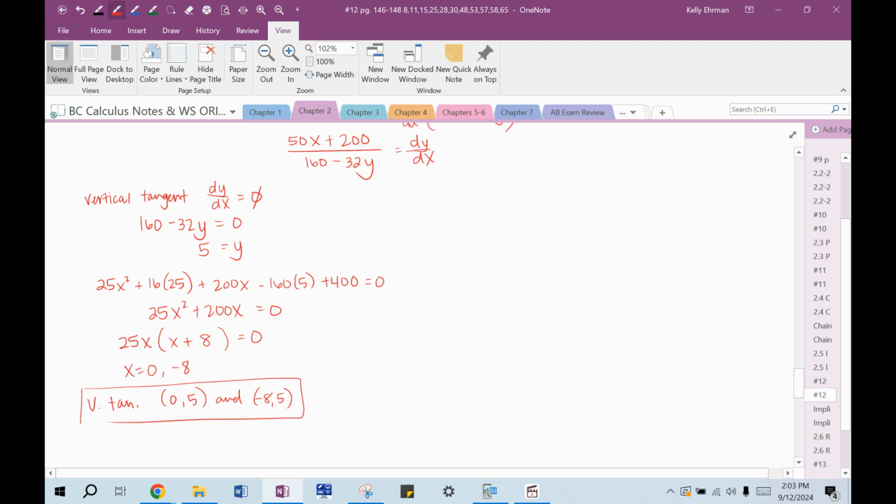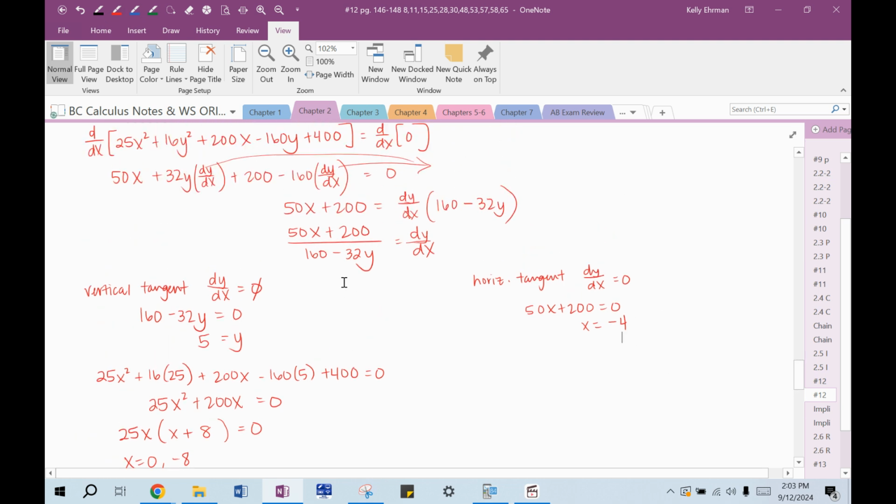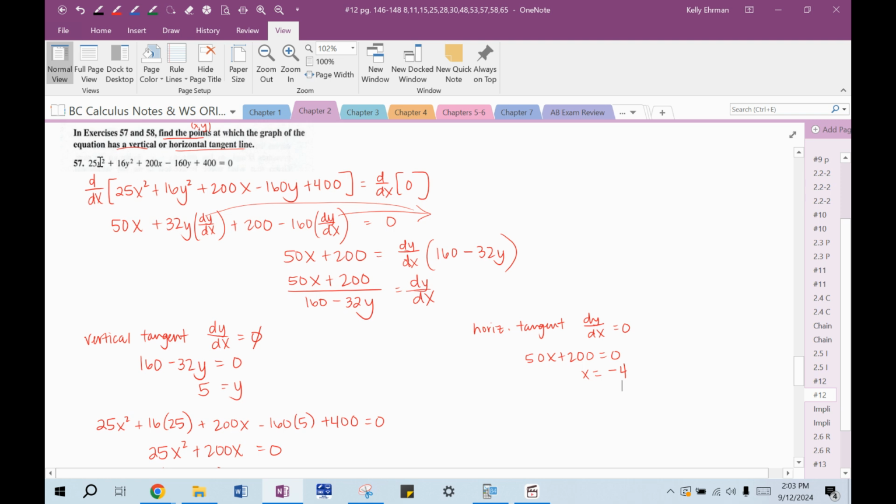Now there's a second part to this question. What about horizontal tangents? So you get a horizontal tangent when the slope dy dx is equal to 0. And with a rational expression, that's when the numerator is equal to 0. So 50x plus 200 is equal to 0. And that happens when x is negative 4. And then same idea. Now you've got to plug in negative 4 into the original curve for x and solve for y.